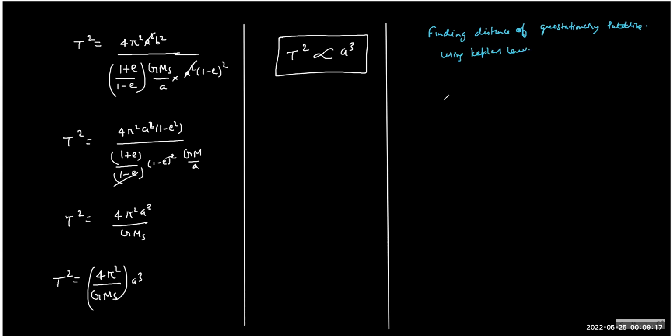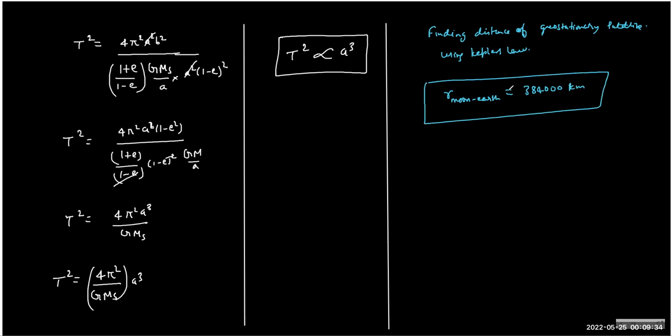So the distance between the moon and the earth is roughly 3,84,000 kilometers. That's nice information. And the time period of the moon we know is 27 days. We keep 27. Why? Because the cube root is easy to find, right? Yes, sir.